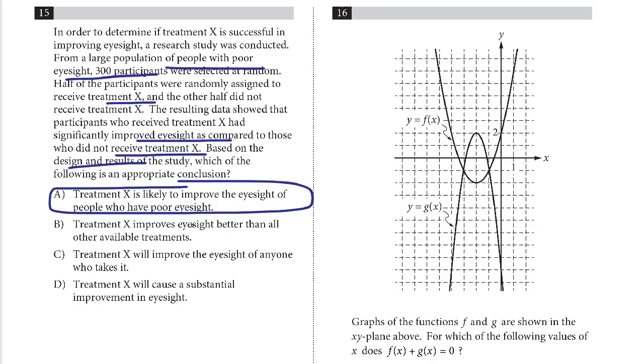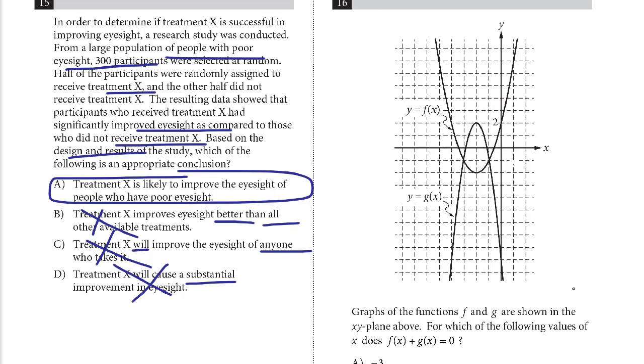B, treatment X improves eyesight better than all other available treatments. Who the heck knows? That doesn't say anything of comparison to other treatments. C, treatment X will improve the eyesight of anyone who takes it. No, the results did not show that everyone and anyone will be positively affected with treatment X. D, treatment X will cause a substantial improvement in eyesight. Substantial? What is substantial? It doesn't say that. D is incorrect. So our original assumption, A, is the correct answer.